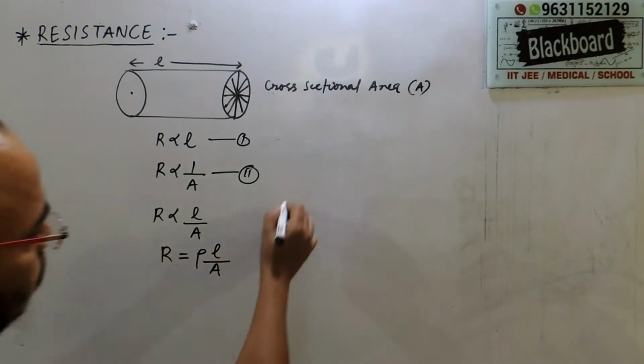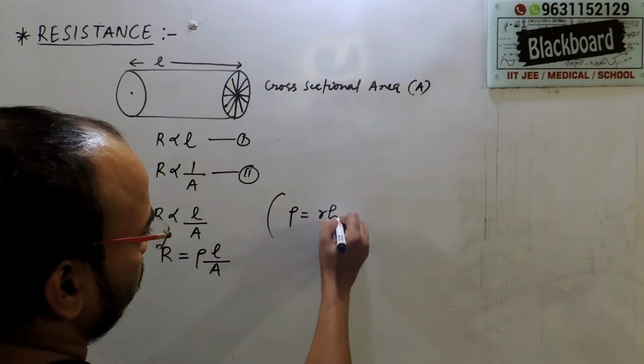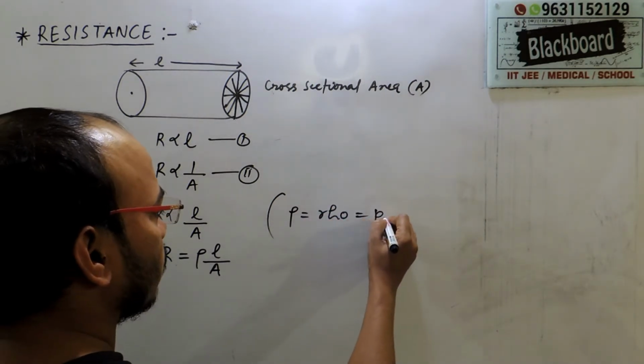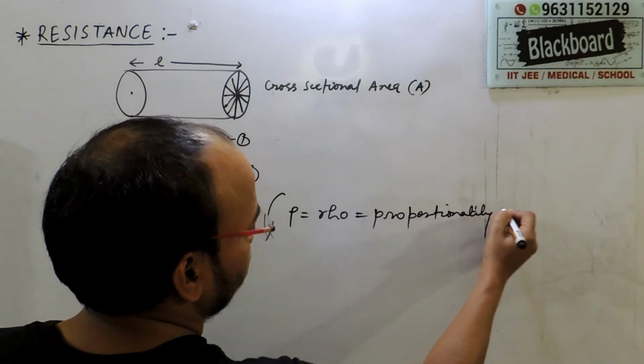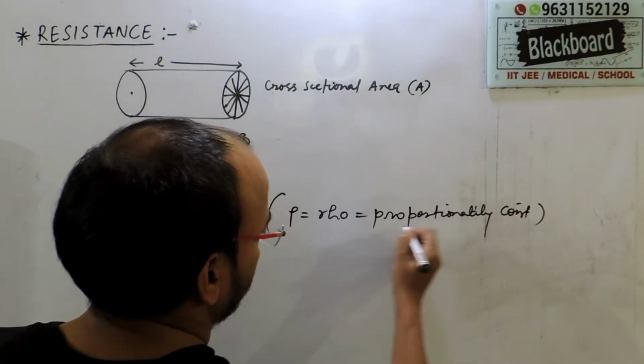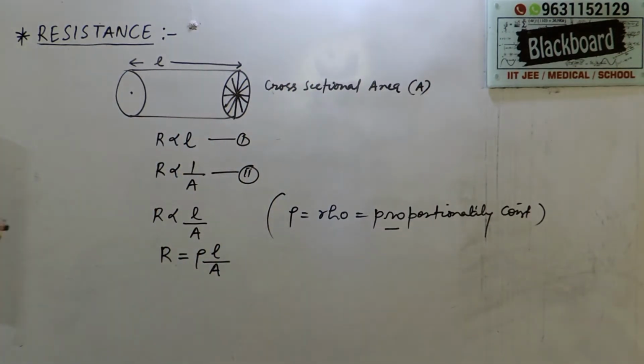This rho is the proportionality constant. This rho depends on the material, and resistance depends on the type of material. In fact, the difference in the resistance is due to the difference in the material. Obviously, the material with a high value of rho will have a high value of resistance and vice versa.